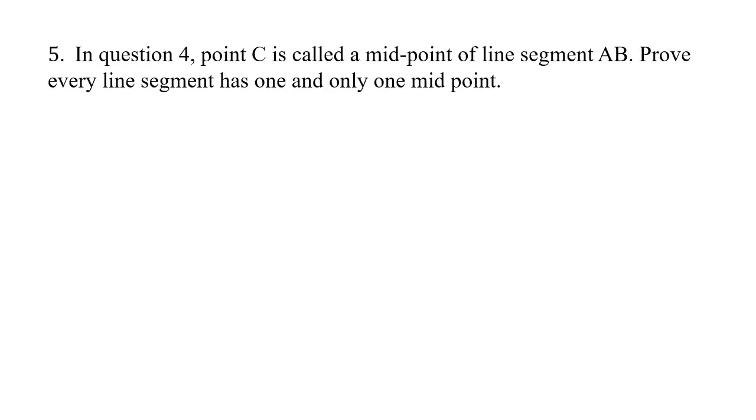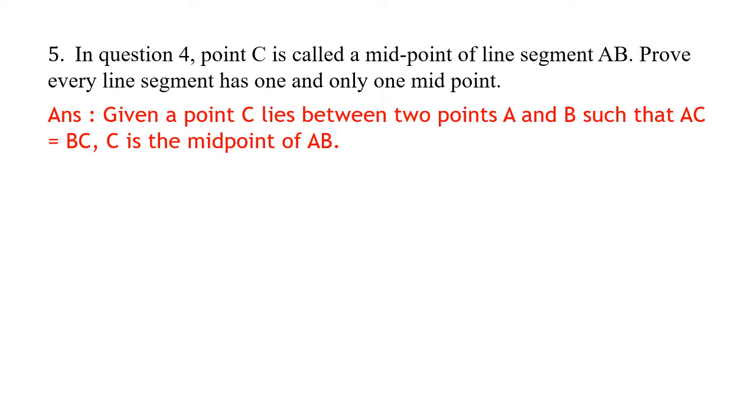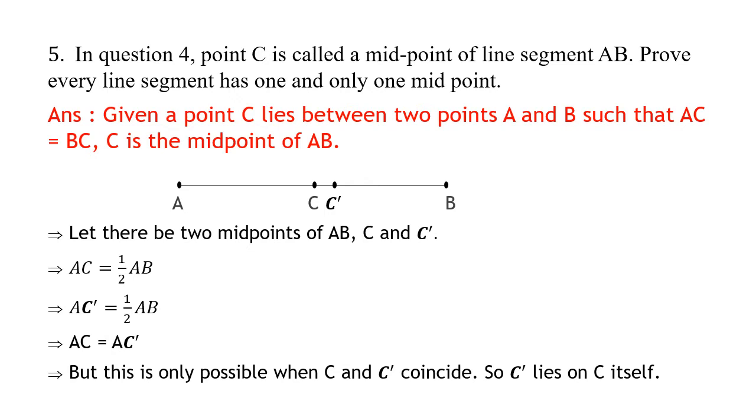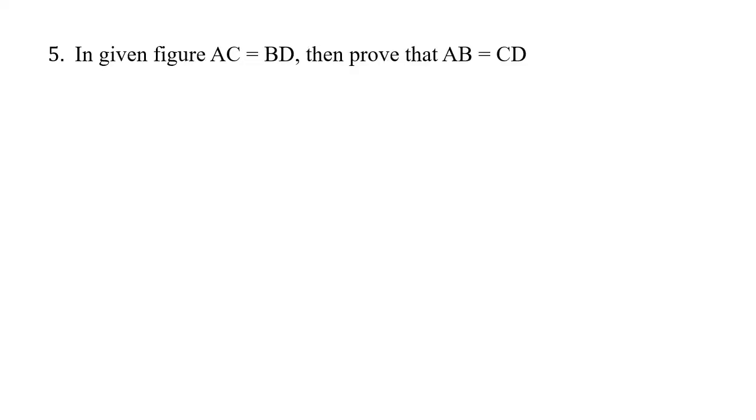Now, in question 4 itself, we have to prove the other way around. C lies between A and B such that AC equal to BC. We have to prove C is the midpoint of AB. So here, we take an assumption that let C prime be the midpoint of AB. Let there be two midpoints. So AC equal to half AB, AC prime equal to half AB, but that shows AC equal to AC prime. And that is only possible when C and C prime coincide. So C prime lies on C itself, so it is one and only one point.